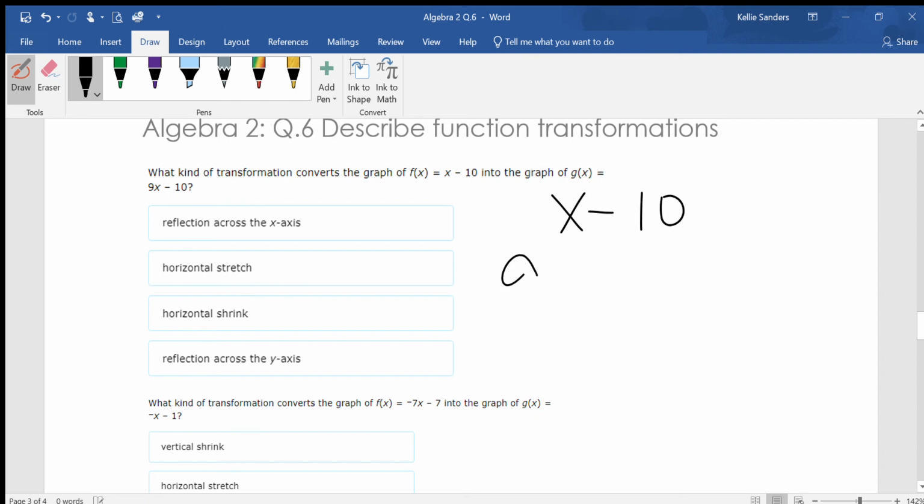x minus 10, 9x minus 10. Not everything changed, just the x. It went from 1 to 9, so it multiplied by 9. 9's bigger than 1. So if just the x changed and the a is bigger than 1, then it's a horizontal shrink.